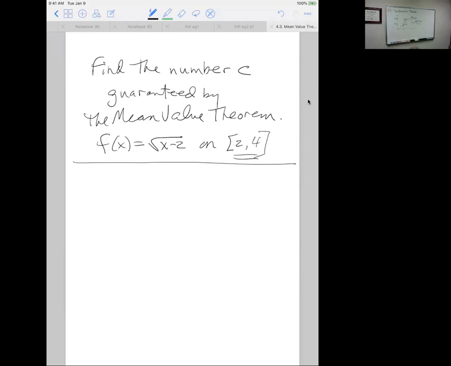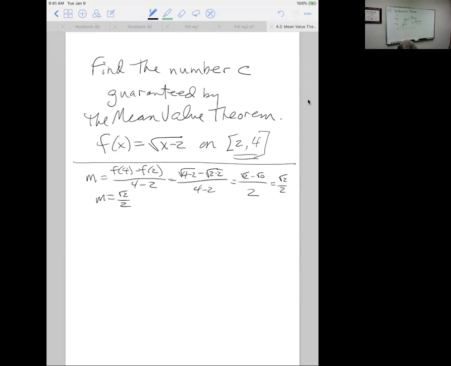So in other words, we've got to figure out the slope, f of 4 minus f of 2 over 4 minus 2. Let me just plug this into the function. That gives us the square root of 4 minus 2 minus the square root of 2 minus 2 over 4 minus 2, which equals the square root of 2 minus the square root of 0 over 2. And that's 0 up there, so that ends up being just the square root of 2 over 2. So m equals the square root of 2 over 2 for the secant line that goes through the points on the graph at 2 and 4.